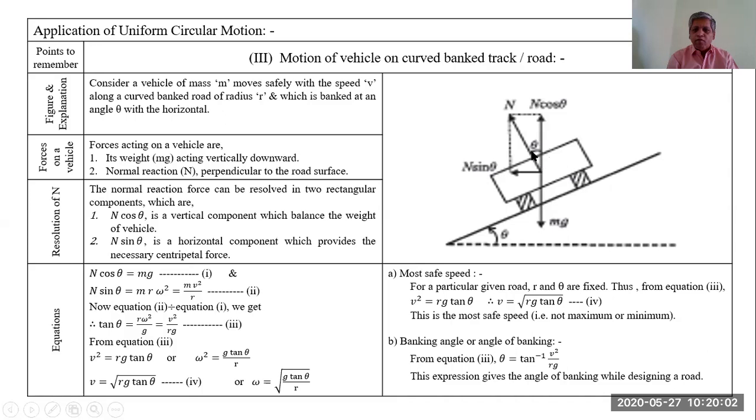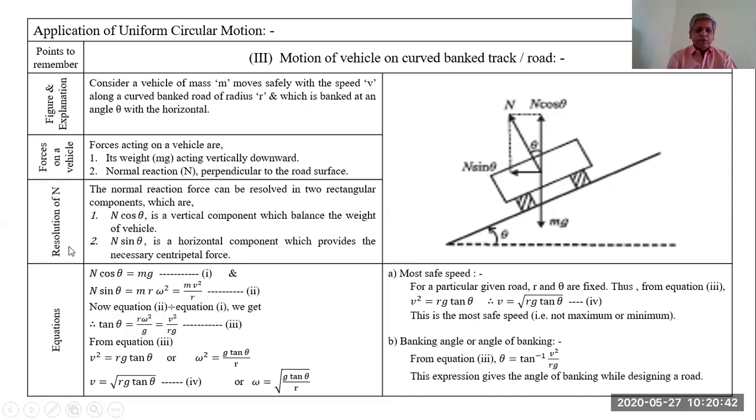This is the one component of normal reaction, that is N cos theta, the vertical component which balances the weight of a vehicle. Another component is N sin theta. This is the horizontal component, and its direction is toward the center of the curved road. Hence this component provides the necessary centripetal force.